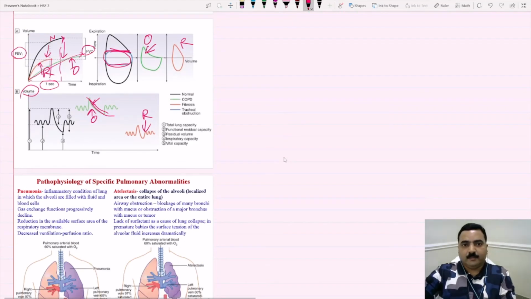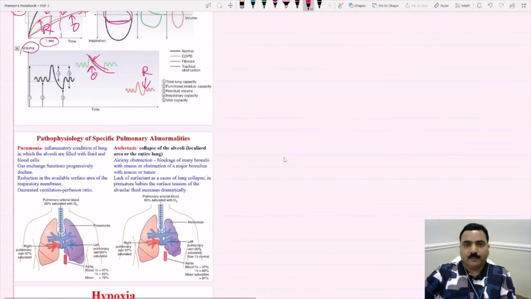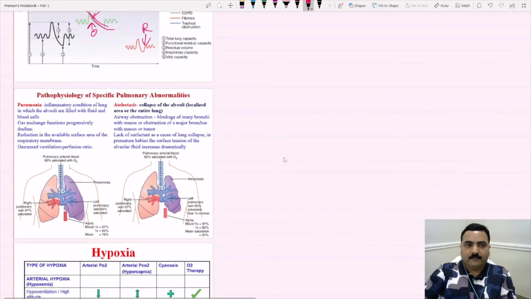The pulmonary function test. Some specific pulmonary abnormalities, for example, how in comparison the pneumonia versus atelectasis or pneumothorax. Now what happens to the partial pressure of oxygen in the blood? So here you can see pneumonia is an inflammatory condition of the lung in which the alveoli are filled with fluid and blood cells.